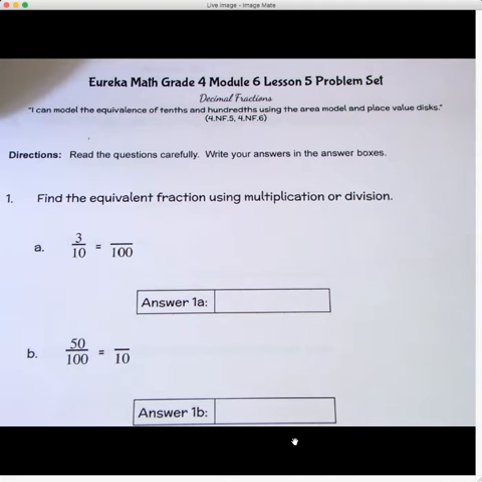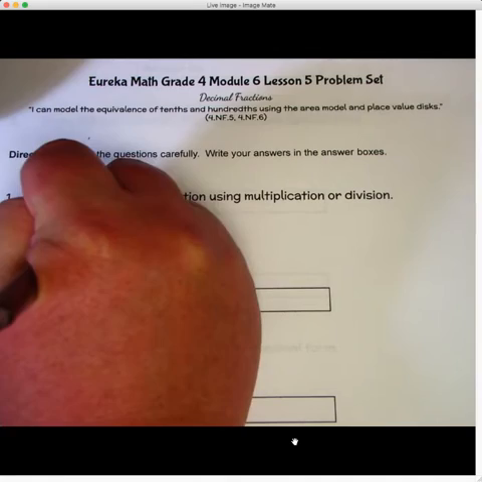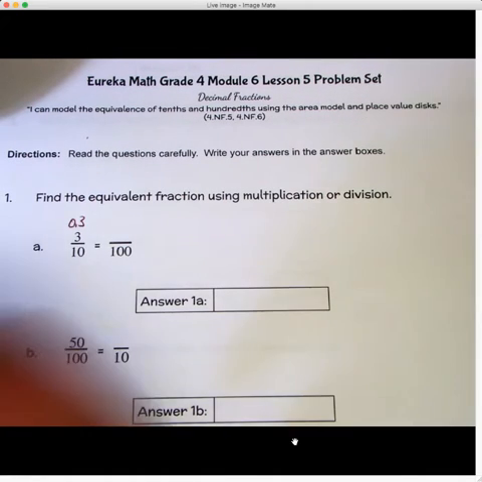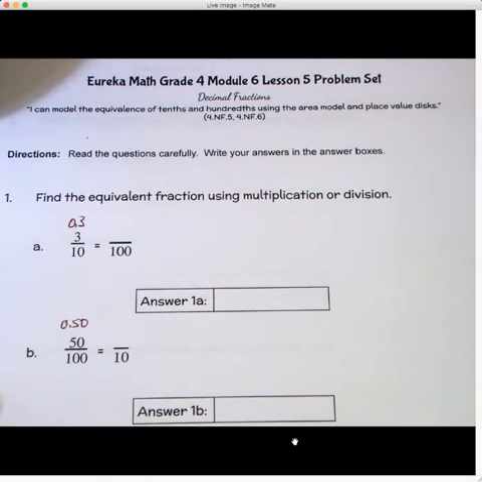We know that 3/10 looks like that. We've learned that this week. We know 50 hundredths looks like that. We've learned that this week. And so we're just looking at these today, the first few, and we're saying 3/10 is how many hundredths?